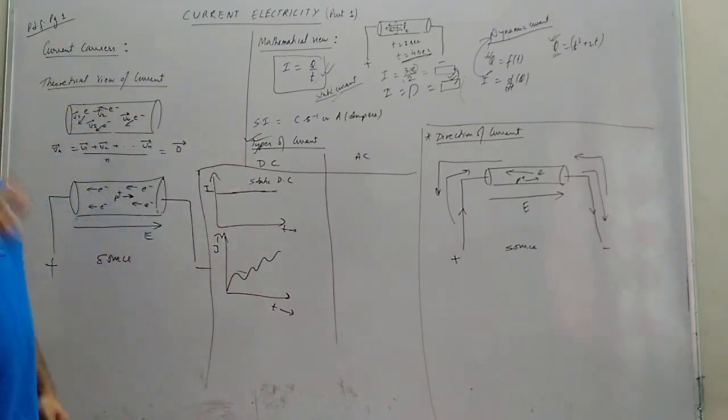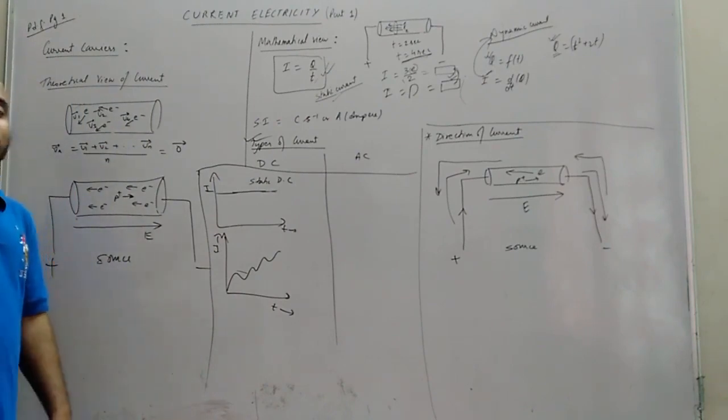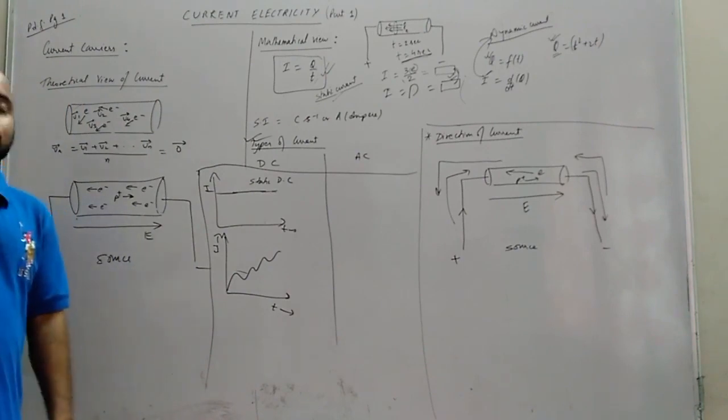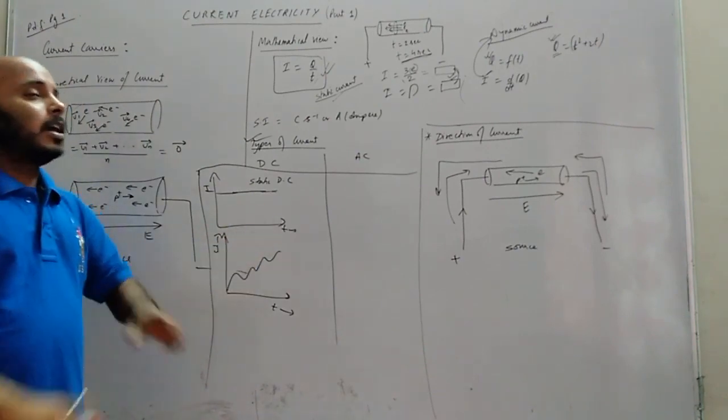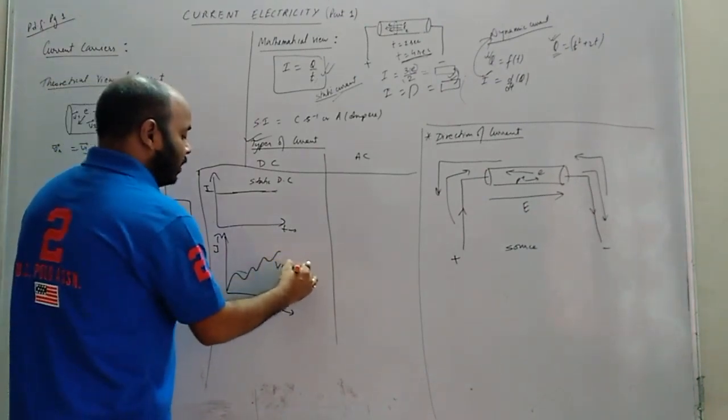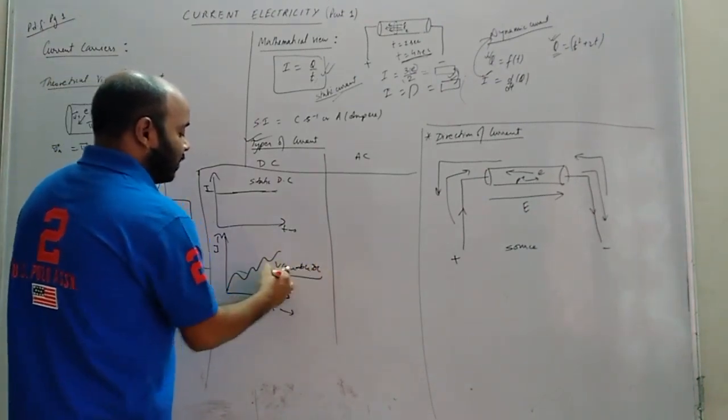So in DC the polarity will not change. Only that thing is definite: polarity will not change. Then that current is DC, whether the magnitude is changing or not. I'm least bothered about it. Okay? This is called variable DC. Now why variable DC? Because the magnitude is changing.